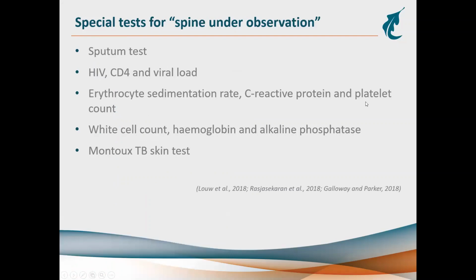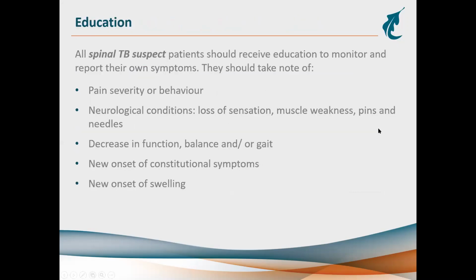And then special tests for spine under observation. You can do a sputum test. You can do an HIV, CD4 and viral load tests, the erythrocyte sedimentation rate, C-reactive protein and platelet counts, white cell count, hemoglobin and alkaline phosphatase, and then the Mantoux TB skin test, which in TB prevalent countries such as Africa would not unfortunately show anything because it can give a false negative or positive.